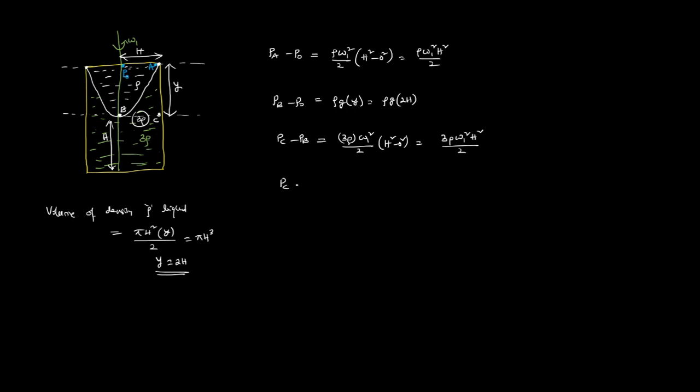Then PC minus PA I can write down as, now the liquid is 3 rho, so 3 rho into g into height 2H. If I arrange all these things properly, probably everything will get cancelled out. PA and PA will cancel out if I add them, but P naught and P naught won't cancel, and PC and PC won't cancel, if I am adding directly.